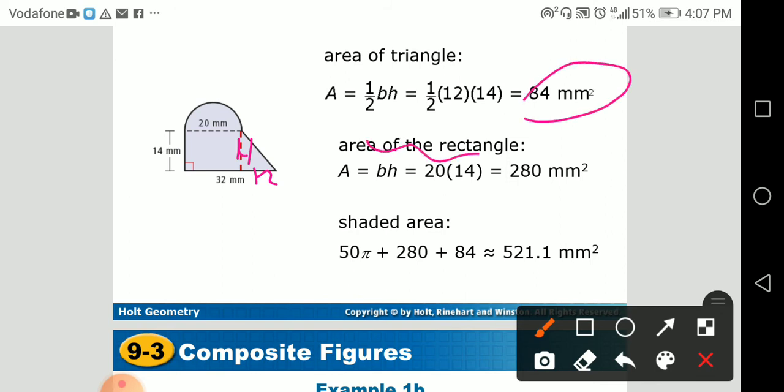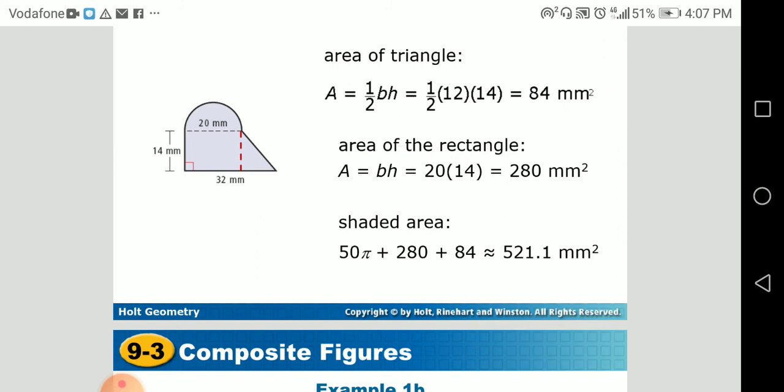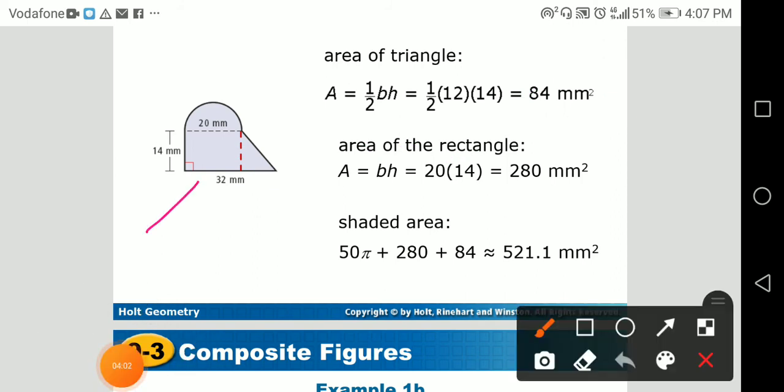Area of the rectangle. Where is the rectangle you're talking about? This is the rectangle. What's the area of the rectangle? Base times height. So we know that 32 minus, the base of the triangle is 12. So this is what, guys?